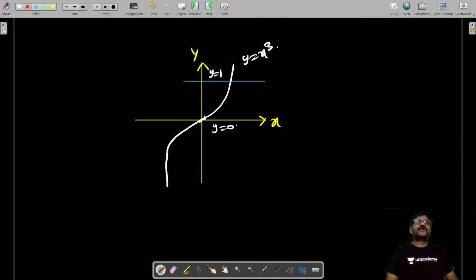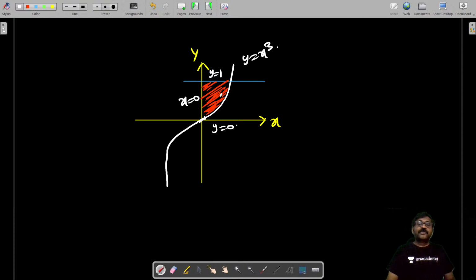So, you have to take the area bounded by the y-axis, y equal to 1 and y equal to x cube. This area is revolving around the y-axis. That area is bounded by the y-axis, which means x equal to 0, y equal to 1, and y equal to x cube.